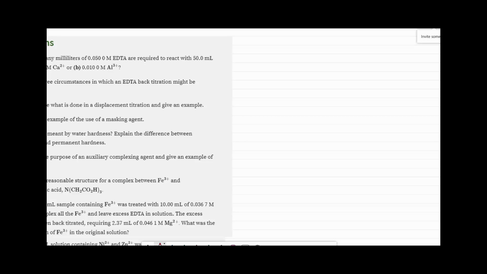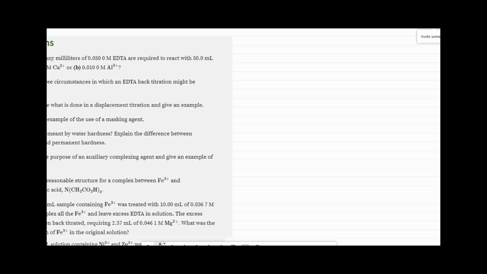Number 2, give 3 circumstances in which EDTA back titration may be necessary. Well, if the analyte precipitates without EDTA, if it reacts too slowly with EDTA, or if the analyte blocks the indicator, then we would need a back titration.